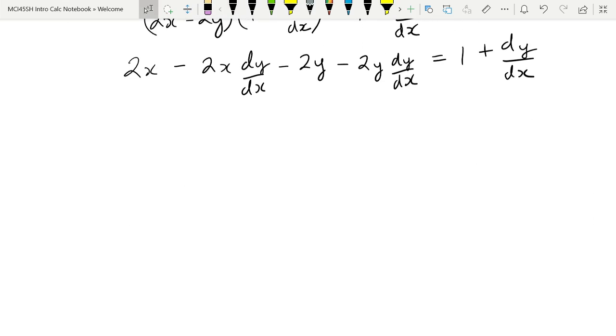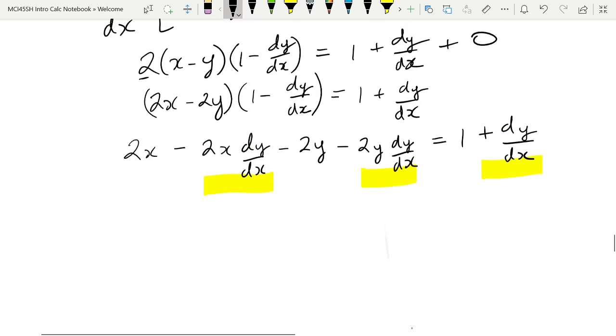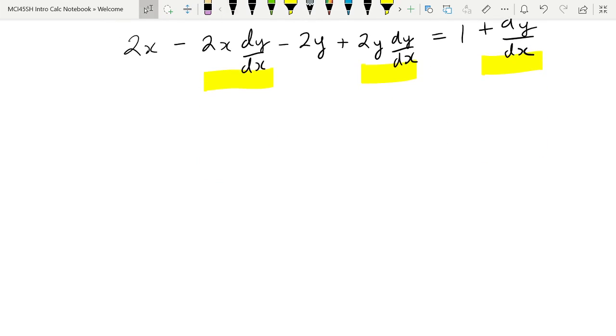Next, I need to collect like terms. I need to collect everything that has a dy dx as a factor into one place, and that's these 3 terms. Everything that doesn't have a dy dx in it is moving to the other side of the equation. So I will have, hang on a sec, I just realized I made a mistake. A negative times a negative is a positive. Huh, lost track of a negative there. All right, so I'm going to put that first, actually. The 2y dy dx minus 2x dy dx.